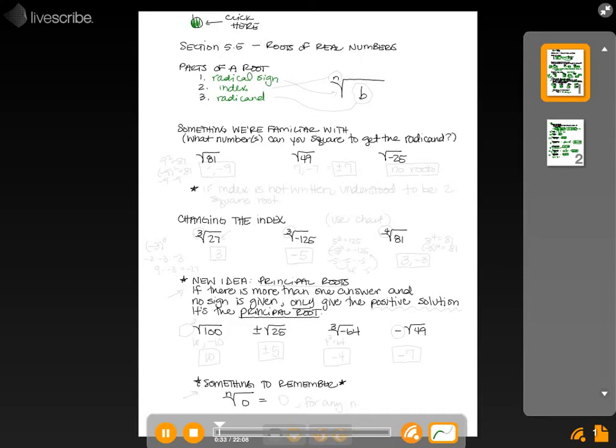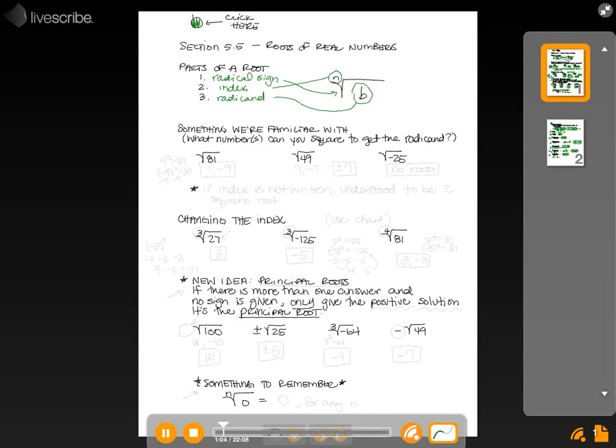If we look over here, we have the nth root of b. Now the radical sign is the check mark looking thing. That's the sign part. The index is n, and then the radicand is what's underneath the radical sign, so it would be b. Now, we have worked in the past with indexes of 2, and you've probably not known that because we usually don't write it. And this is what we're familiar with.